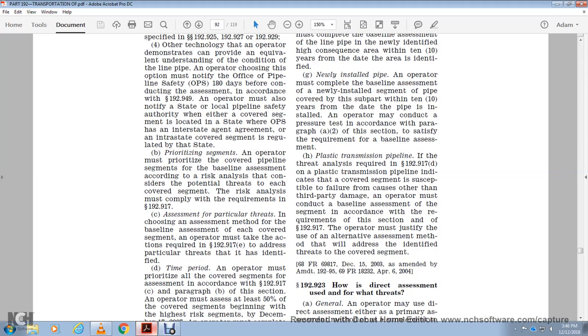Prioritizing segments. An operator must prioritize the covered pipeline segments for the baseline assessment according to a risk analysis that considers the potential threats to each covered segment. The risk analysis must comply with the requirements of 192.917. Assessment of particular threats: the operator must choose an assessment method for the baseline assessment of each covered segment. The operator must take the action required in 192.917 to address the particular threats that have been identified.